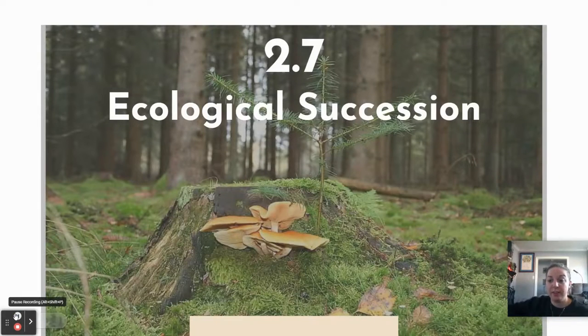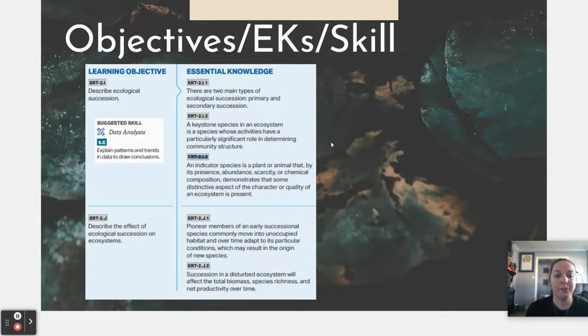All right, and then the last topic we're going to talk about today is 2.7, which is ecological succession. So this one you learned back in regular biology, so this one shouldn't be too difficult here, hopefully. So we're going to be describing ecological succession, and we're going to once again explain patterns and trends in data to draw conclusions. We're also going to talk about the effect of succession on ecosystems.